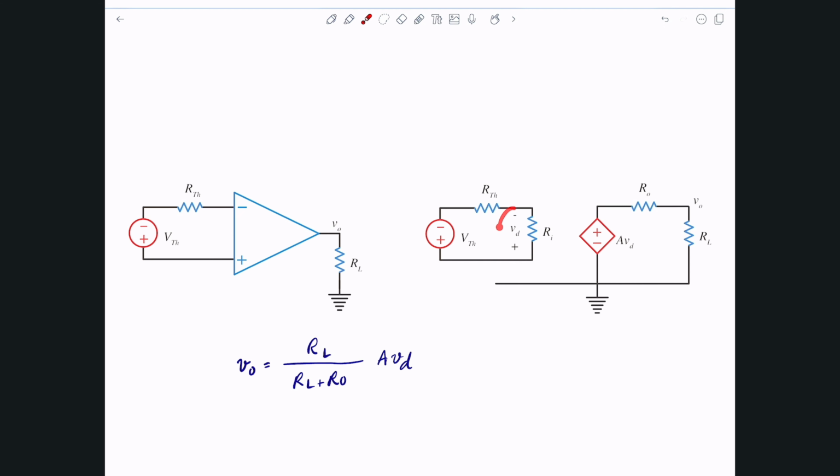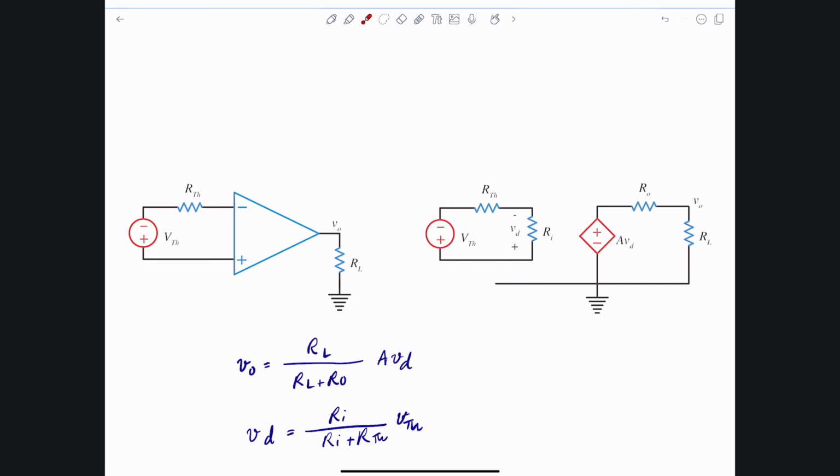Well, if you take a look at the circuit in here, that's where the VD is, and it's similar to what we just did. It's a couple of resistors connected in series, and I know the voltage source across them, and I'm interested in the VD. VD is in the same polarity as the V Thevenin, so it's straightforward, there's no negative sign in here. So VD is simply R input divided by R input plus R Thevenin, times V Thevenin.